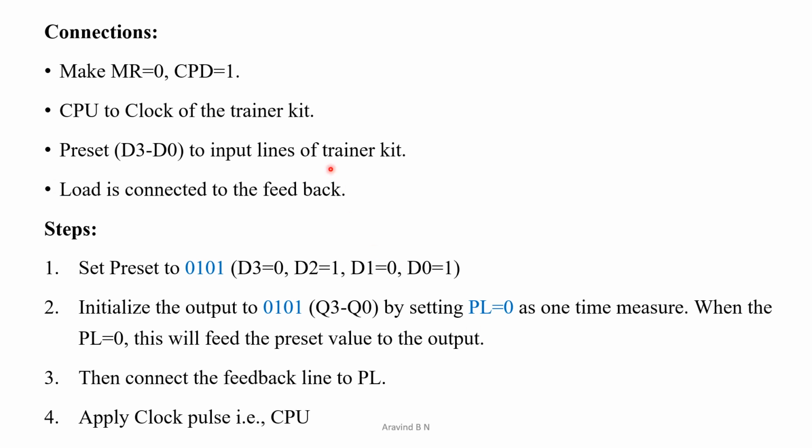Now these are all the steps to be followed, the connection and the steps. So I'll be just going through the steps. Set preset to 0101, that is the value of D0 to D3 we have to refer. So D3 is 0, D2 is equal to 1, D1 is equal to 0 and D0 is equal to 1. So this is the preset value equal to 5. Then initialize the output to 0101, that is the same value, by setting PL equal to 0 as a one-time measure. The very first time when we are configuring, we have to make PL equal to 0. Then this will get parallelly loaded to the output.